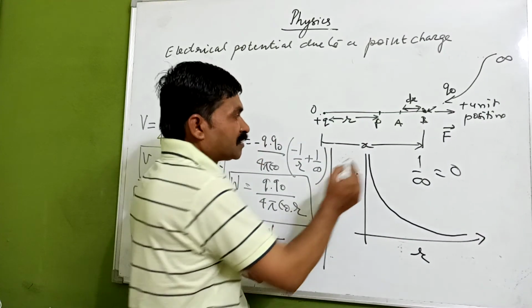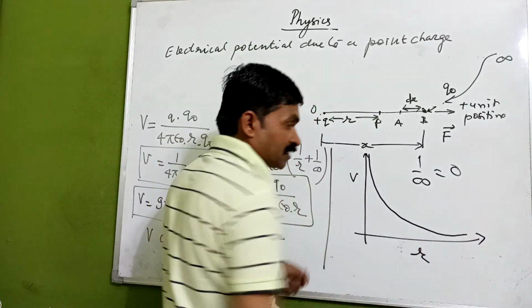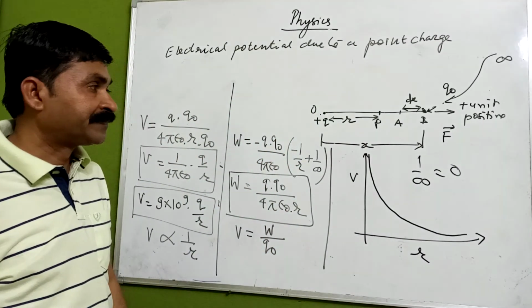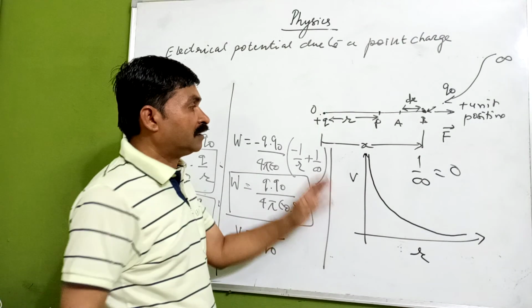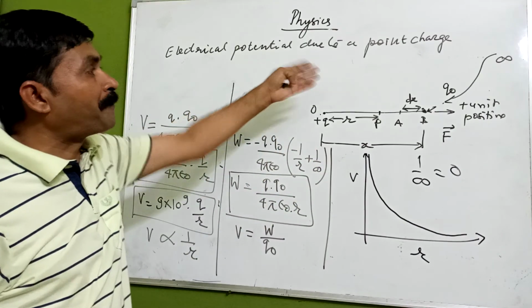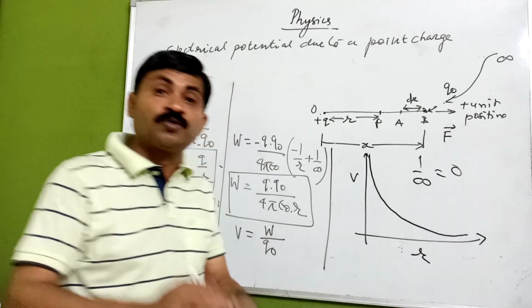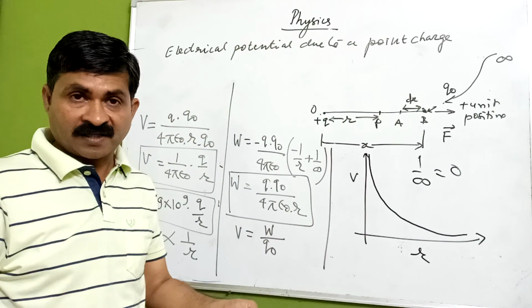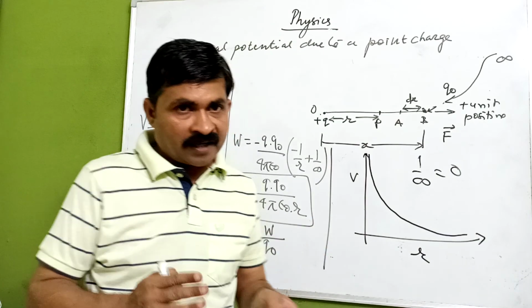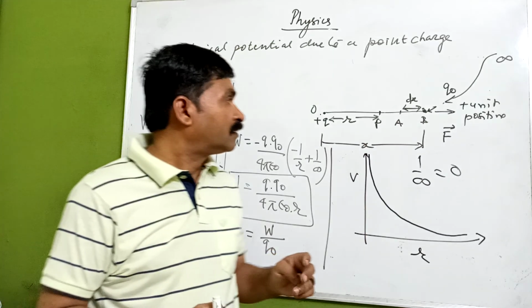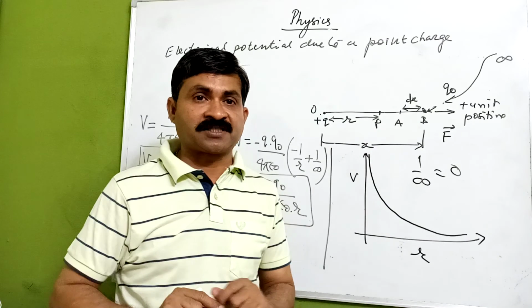This we can represent in this form. Okay. So this way we can have the electric potential due to a point charge. In the next lecture, we will go with the electric potential due to a number of charges, or multiple charges. Okay. So we will conclude here with this lecture.